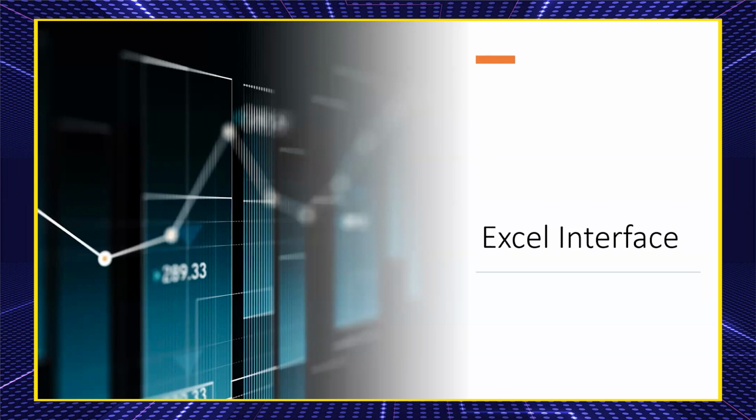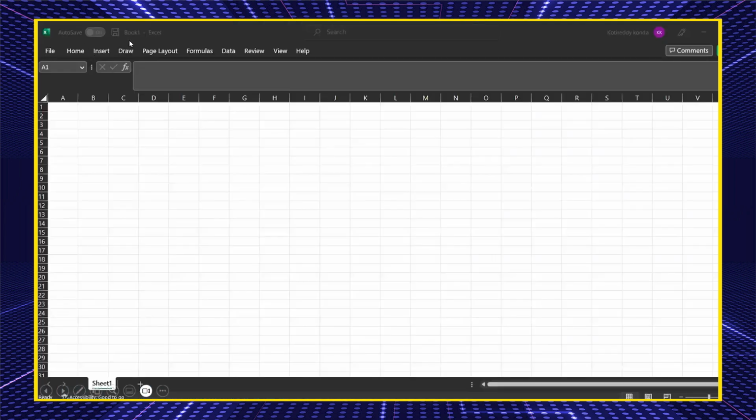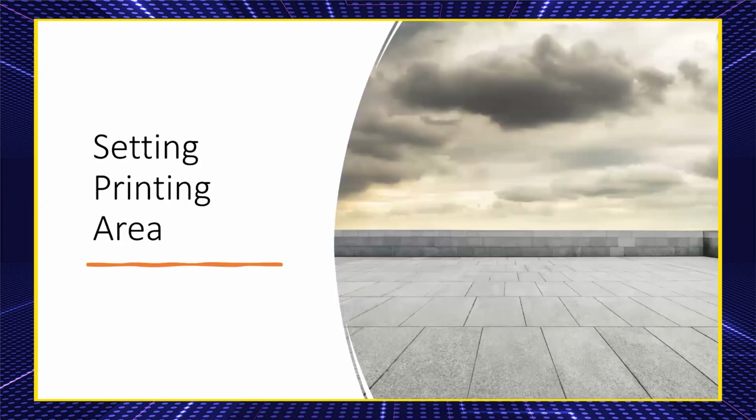Ribbon, what do you mean by ribbon? A collection of different tabs like File, Home, Insert, Draw, all this. Yesterday we discussed the concept and the different keywords. I just gave the introduction. We also discussed setting a print area, how to print only the selected active worksheet, the overall worksheet, the entire workbook, and selected regions.